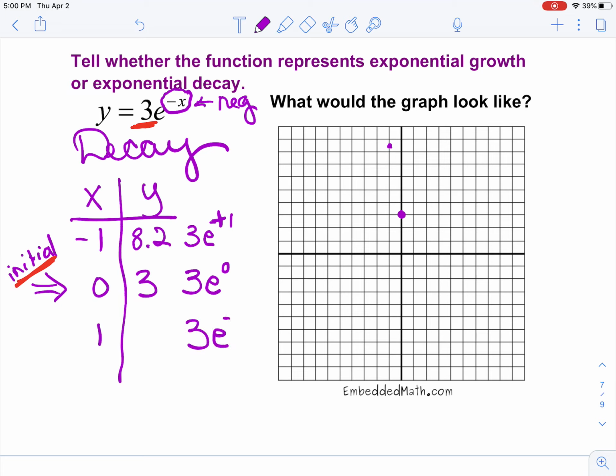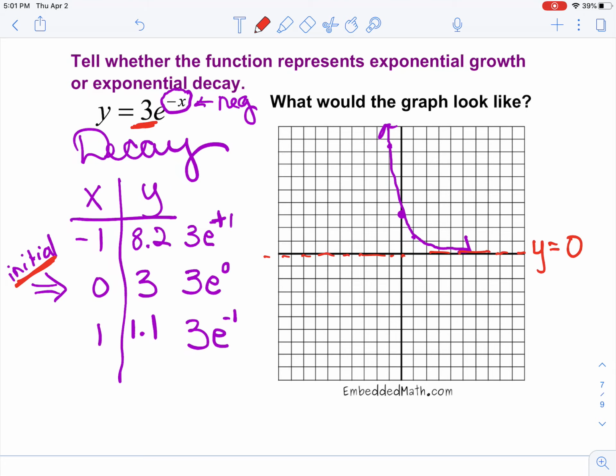Okay, and our last one. 3e to the negative, and I'm going to put in a 1. So on your calculator, 3 times e to the -1. Don't forget to use the negative button and not the minus button. And we get 1.1. So we're going to have a decay. And don't forget, what is our asymptote? Our asymptote on this one is y equals 0.